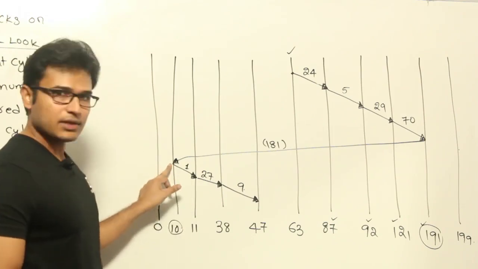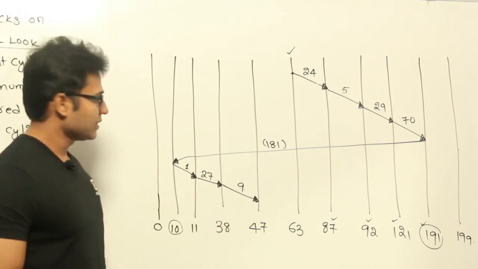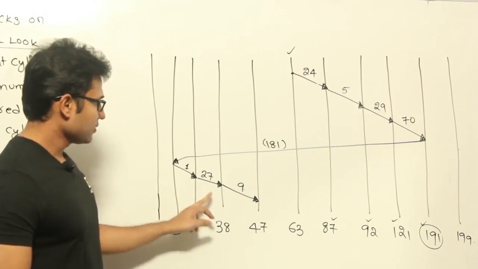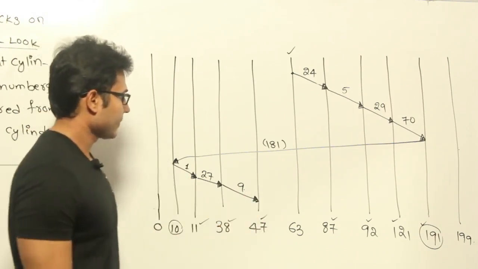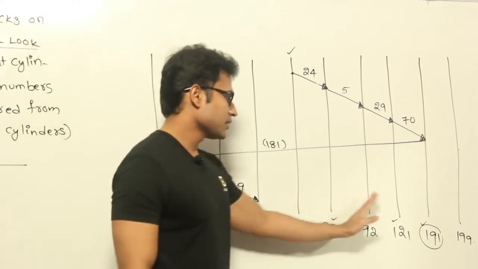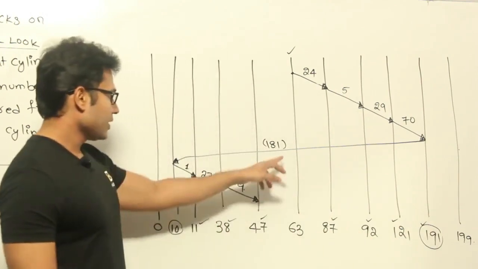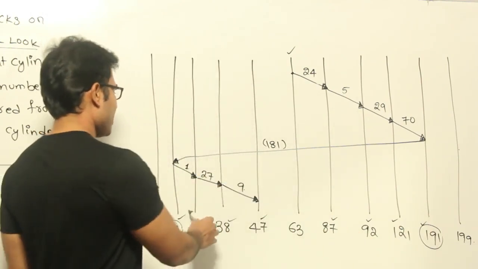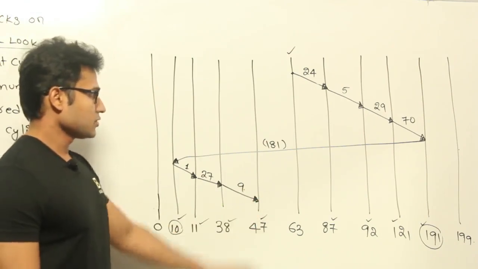Now after stopping at 10, I'll provide service to the remaining requests. The remaining requests are 11, 38 and 47. Got it? So we started from 63, and while moving towards the right side, I have provided service to all of these requests, and then I come back, and after coming back I am going to provide service to all these, right? Now once you fulfill all the requests, you can stop there.